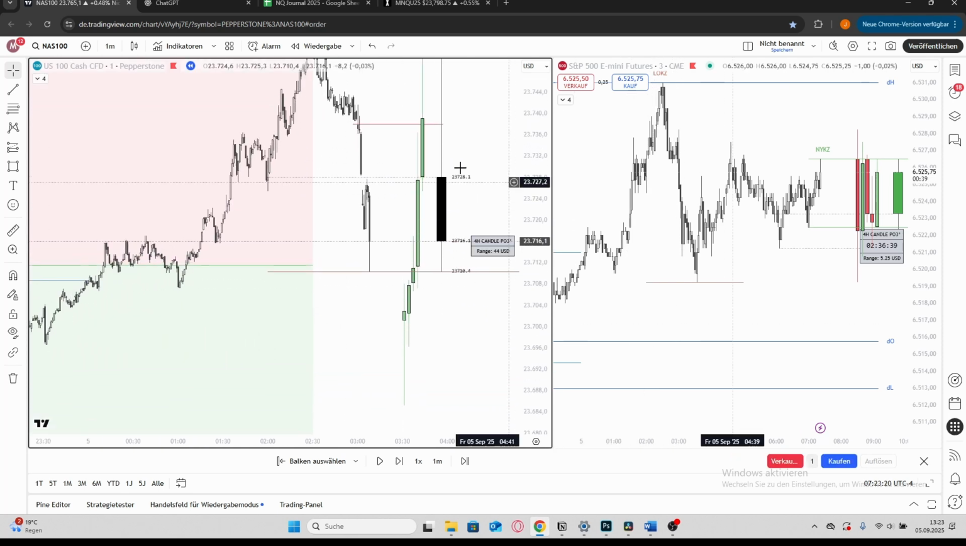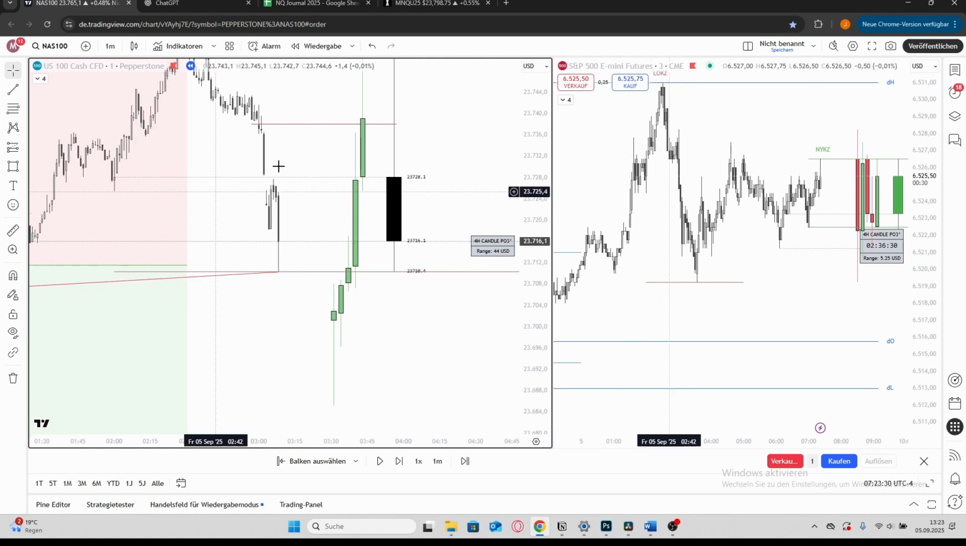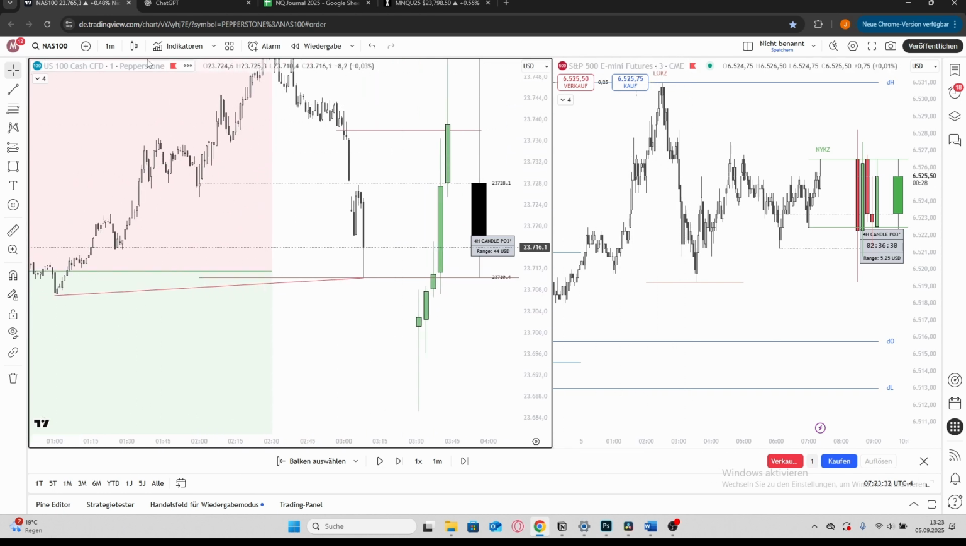And what I also really liked, and I think we can see this already here, we created this SMT here. So ES took out this low and NQ didn't. So yeah, just use SMT. But now let's move on.